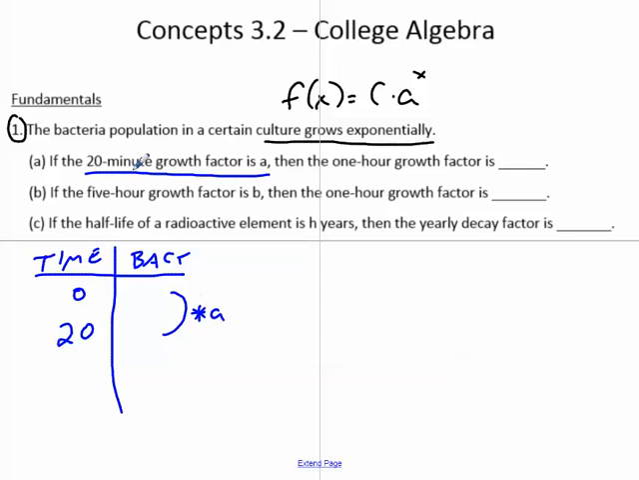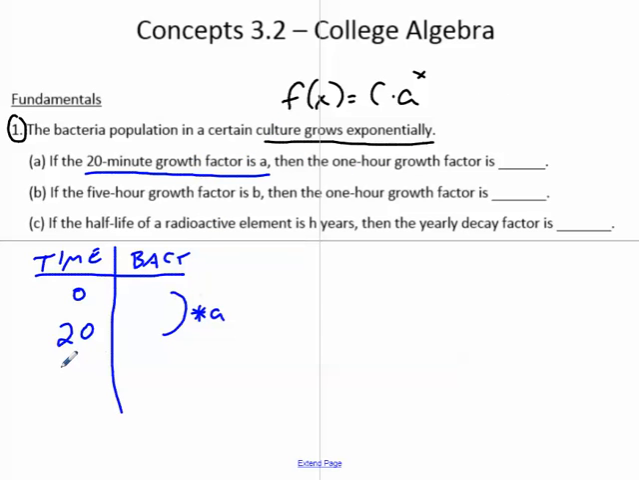So that would be our a. If x is in terms of 20-minute segments, every 20 minutes every amount of bacteria would be multiplied by a. We could leave a as whatever we were given, and say x is the number of 20-minute time periods. But we need to know the 1 hour growth factor.